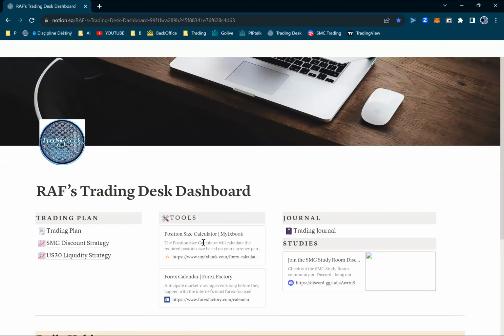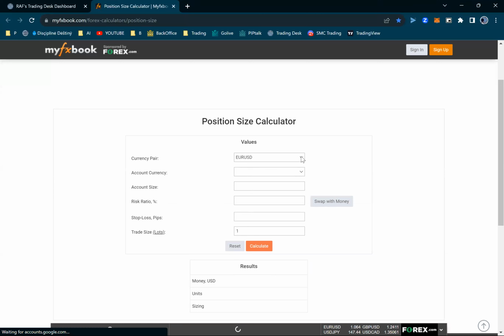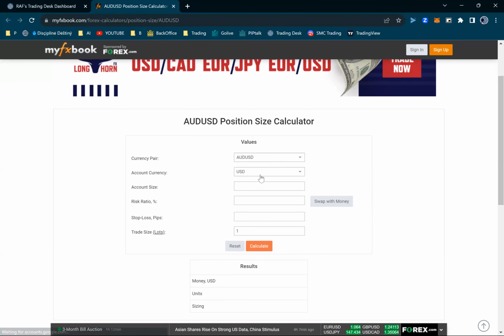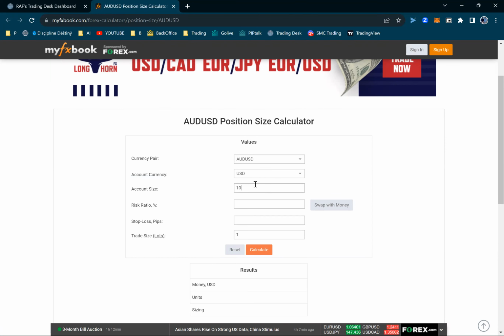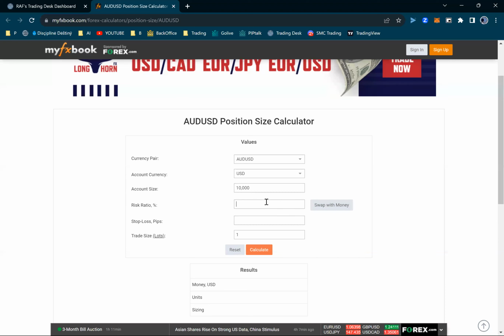So right here, you're gonna have your position size calculator, right? You guys should have this on your phone. If you are trading on your phone, it's a good idea to have it on there. So just make a bookmark or whatever. But we're trading AUD/USD. Our account size is $10,000. Our risk ratio is going to be 1%. And our stop loss, we're just going to say 15 pips, right?